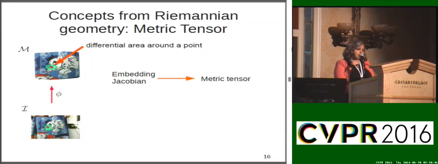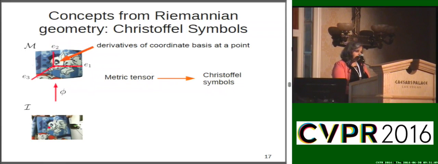We borrowed two concepts from Riemannian geometry. The first is the metric tensor. The metric tensor is used to calculate areas and distances on the surfaces. It represents a differential area around a point, and we can see that we can write the metric tensor in terms of the Jacobian of the embedding. The second is Christoffel symbols. These can be written in terms of the metric tensor.